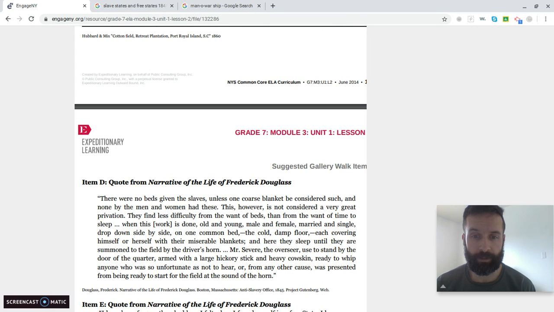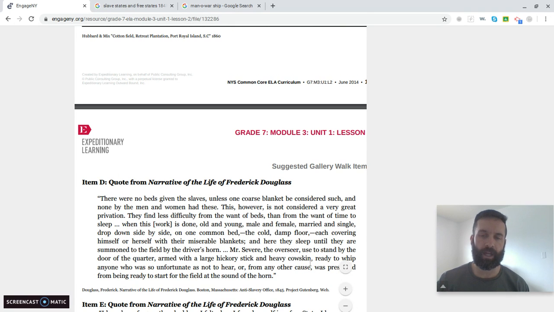Mr. Severe, the overseer, used to stand by the door of the quarter, armed with a large hickory stick and heavy cowskin, ready to whip anyone who was so unfortunate as to not hear, or, from any other cause, was prevented from being ready to start for the field at the sound of the horn. That's from the Narrative of the Life of Frederick Douglass, Boston, Massachusetts, Anti-Slavery Office, 1845.